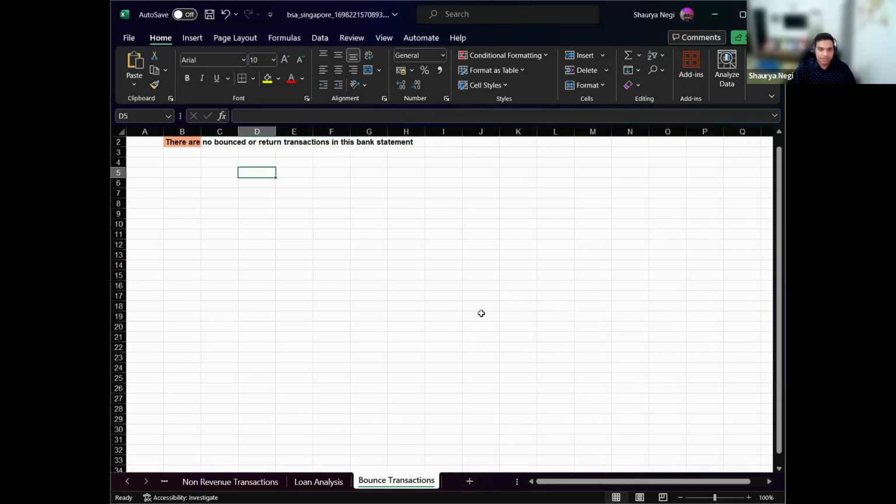So yeah. The next sheet is the bounce transaction sheet. This is like a financial cautionary tale. This lists out all the transactions that have failed due to insufficient funds, or maybe sending money to an incorrect account number. In that case, the money comes back to your account. So this sheet is important for people who want to see if they made any transactions by mistake, or if there were any transactions which were returned.